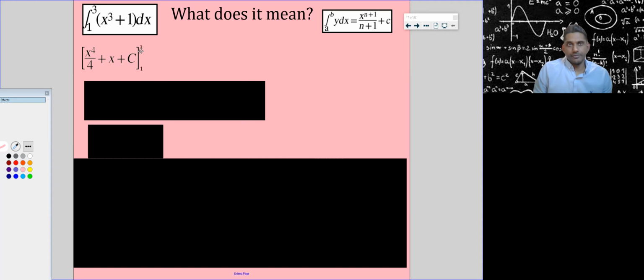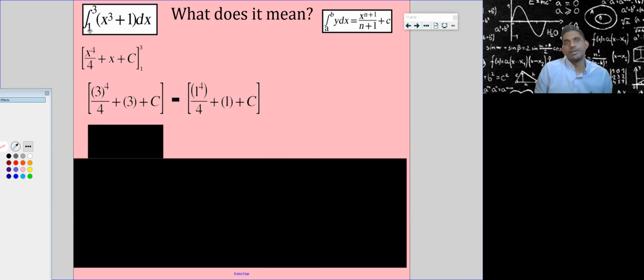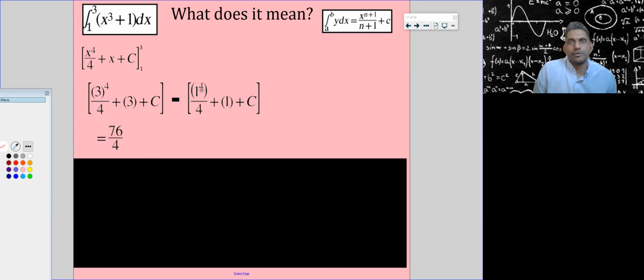But what we do is we sub the upper limit into the function, and we sub the lower limit into the function, and we subtract the answers. And that will answer the question for us and give us the area that we're trying to find. Doing that, we would get 76/4.